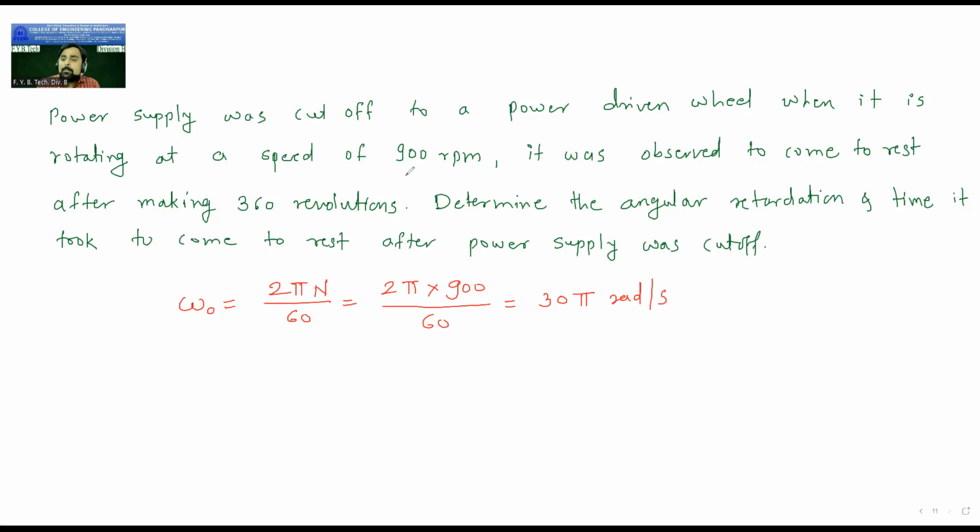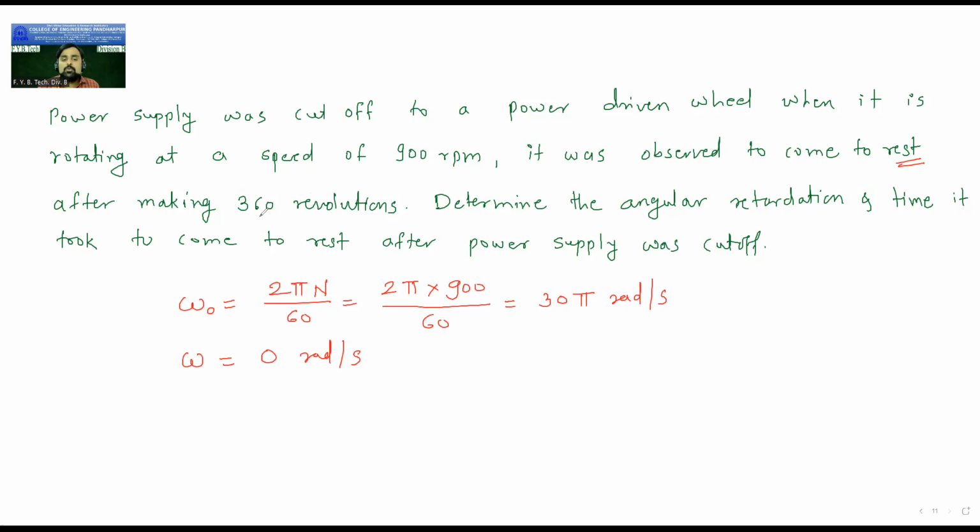Now after that what happens? Power is cut down, so the power supply stops. Then what will happen? Now it will slowly come to rest by rotating. So final velocity omega is 0 radian per second. It was said that it came to rest after 360 revolutions. So omega is 0. Now what is the value of theta?